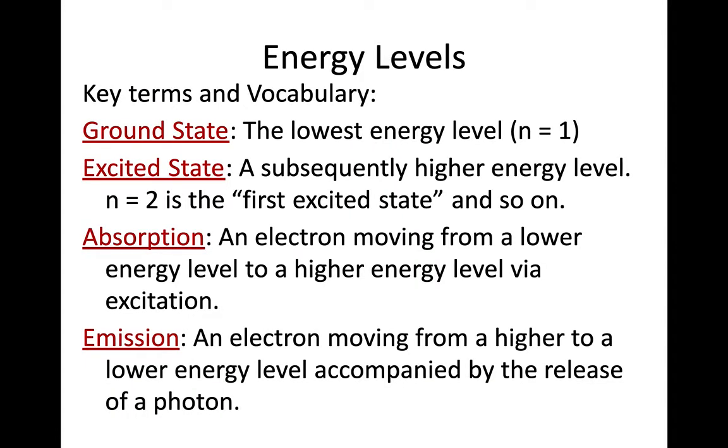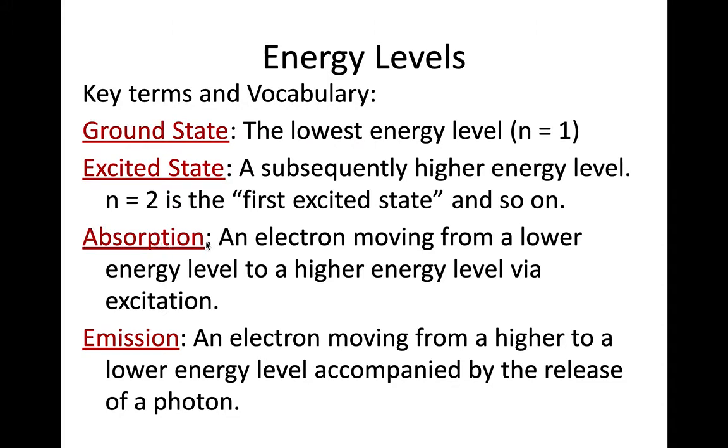Some key terms when we're talking about this: the ground state energy level is the lowest energy level, the n equals 1 energy level, the first ring next to the nucleus. An excited state is anything above that, so any higher energy level above the first 1s orbital.